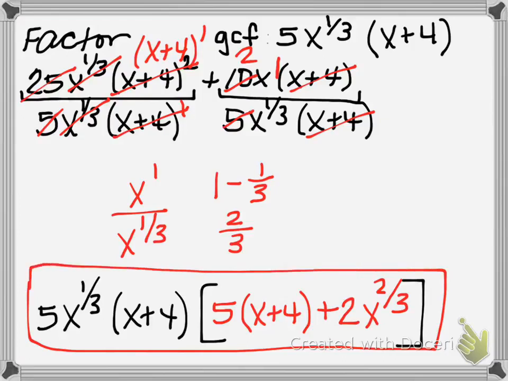So we're left with a final answer here of 5x to the 1/3 times x plus 4 times the quantity 5 times x plus 4 plus 2x to the 2/3. And once again, if you wanted to distribute here, you certainly could, but you wouldn't be able to combine any like terms inside of this big bracket. So this would work for your factored form.